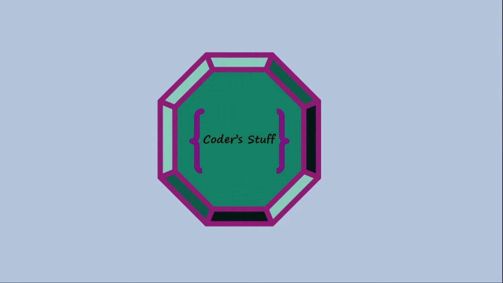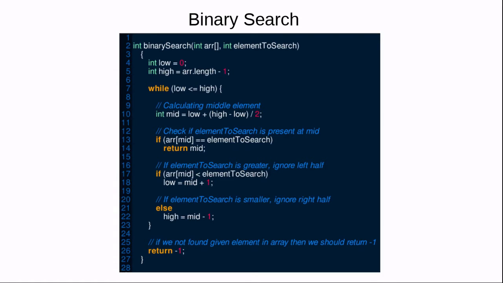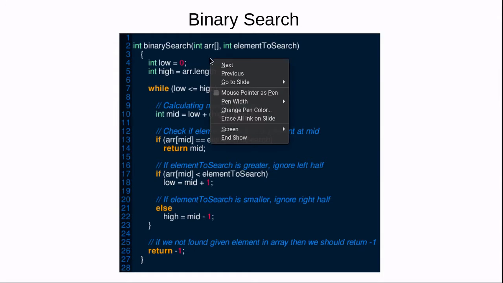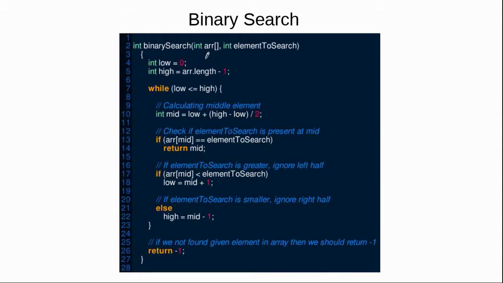Today we are going to discuss binary search. So here you can see this is the binary search function that takes an array as an argument along with the element that we want to search in this array. The first and most important thing is that the array should be sorted. Then only the binary search will work.